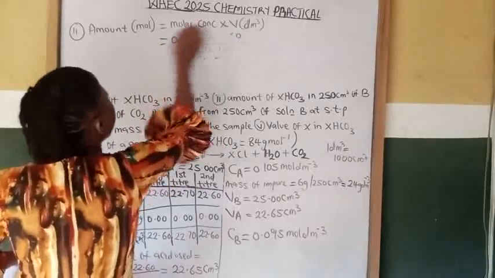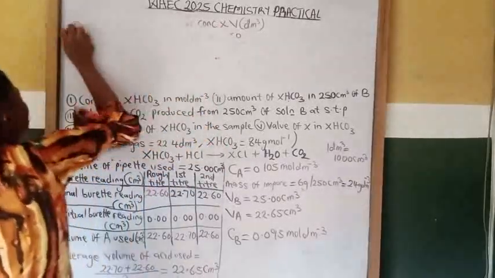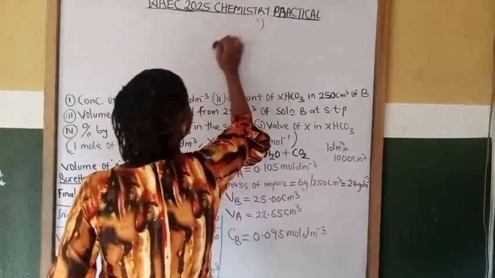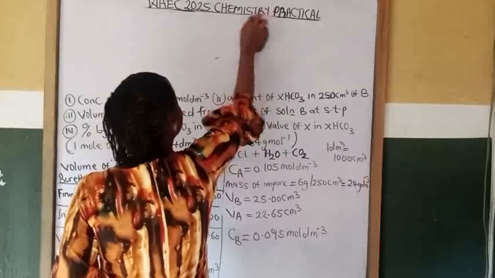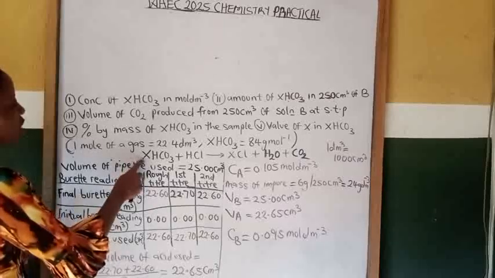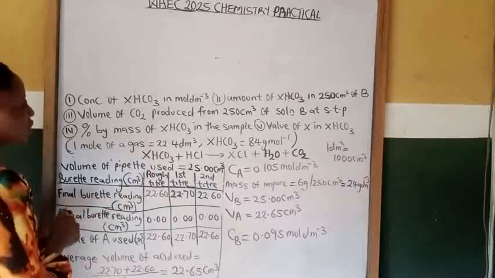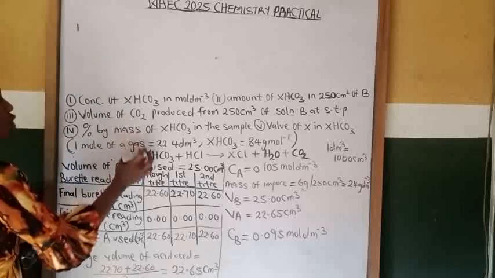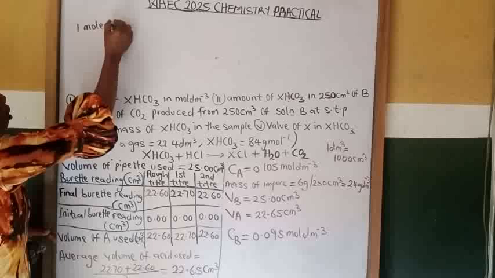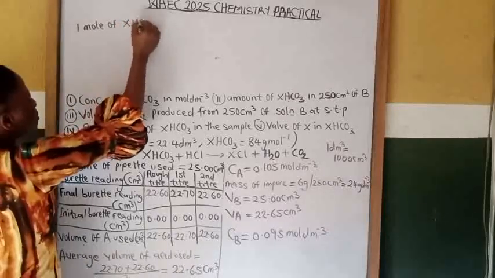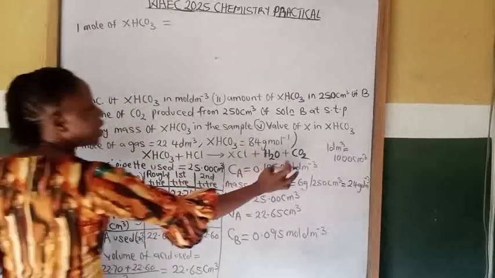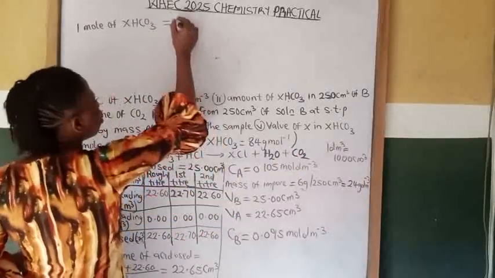So you first write the number of moles of your base and the number of moles of CO2 produced from your base out first. Your base is XHCO3, and the coefficient of your base is 1. So you say 1 mole of XHCO3 produces how many moles of CO2? 1 mole of CO2.